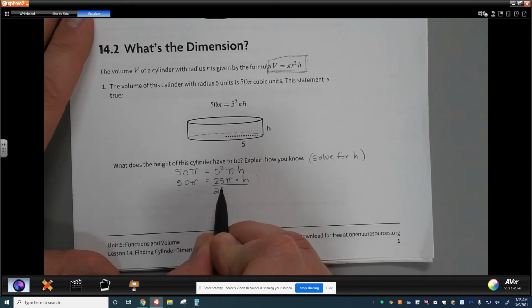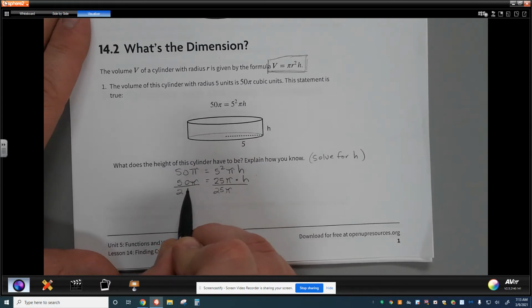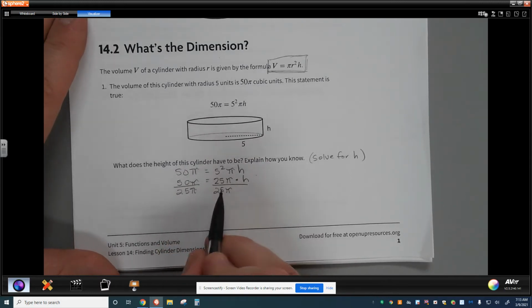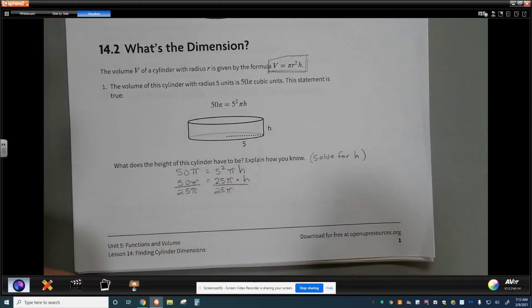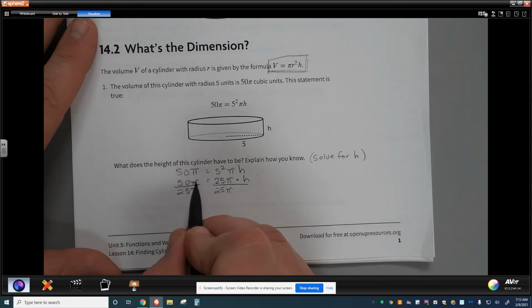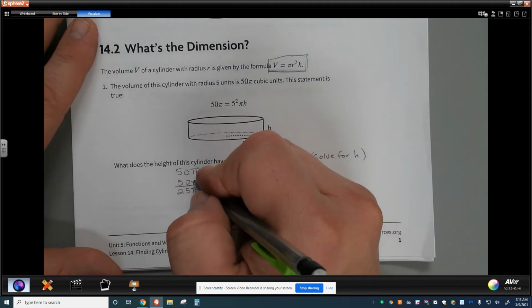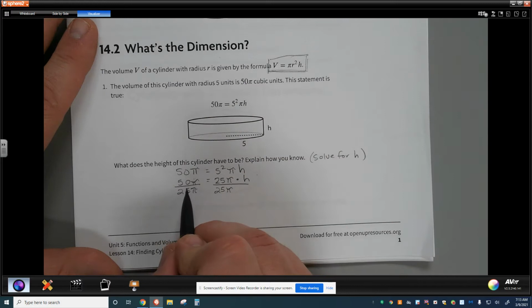I need to divide out the 25 times pi. The reason I can divide out both of them together is because all 3 of these is a product, meaning there's only multiplication. And so if I divide those pieces out, I can divide by 25 times pi. I could do it separately, that wouldn't be a problem. But the thing that I know is this: pi divided by pi, that's the same number divided by itself, is 1. And so that brings us down to 50 divided by 25 times 1. And I know 50 divided by 25 is 2.